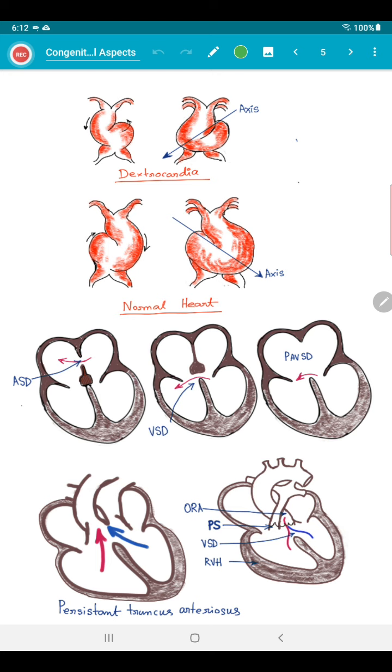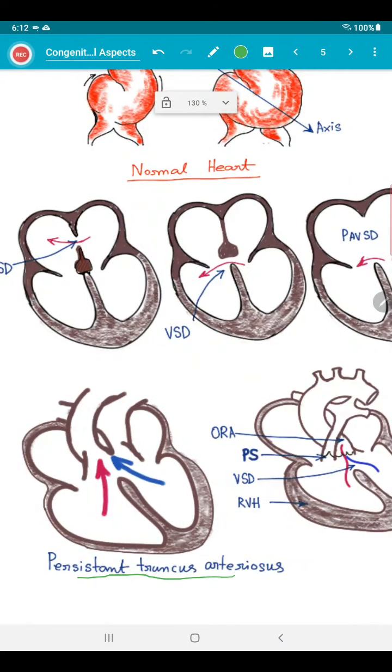Now you can see the diagram of ASD, a clear cut diagram of foramen ostium secundum type. This is ventricular septal defect, where the ventricular septum is not united. This is persistent atrioventricular septal defect or common atrium, whichever you can call it. So these are the 3 types: ASD, VSD and PAVSD. Now this is the persistent truncus arteriosus. In case of persistent truncus, the common trunk is the zone where blood from both ventricles comes. Already I explained to you.